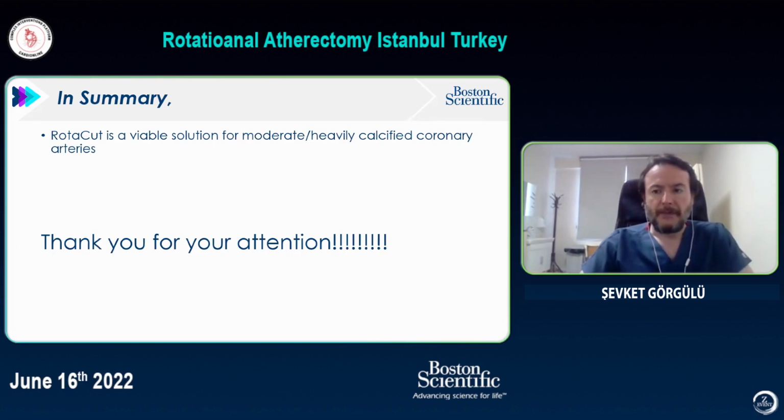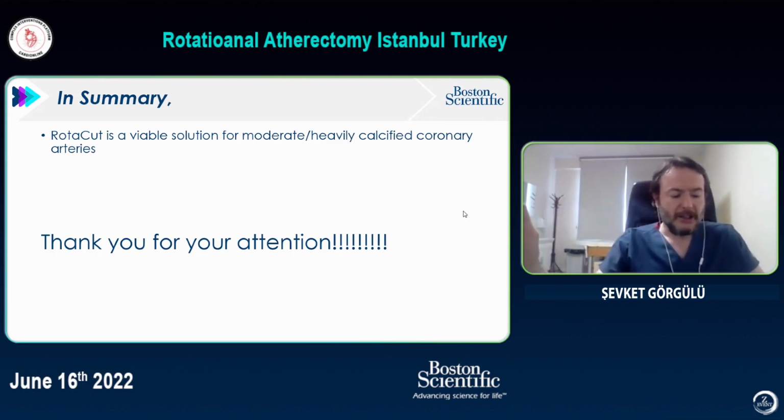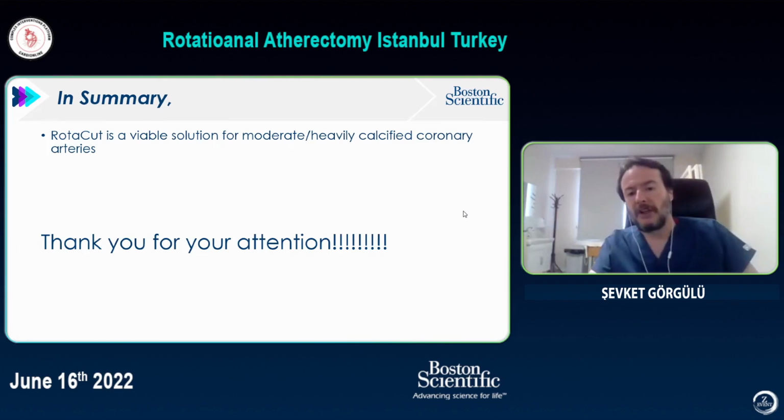So in summary, Rotacut is not only a viable solution for moderate to heavily calcified coronary lesions intuitively, but also it is appropriate scientifically. Thank you for your attention.